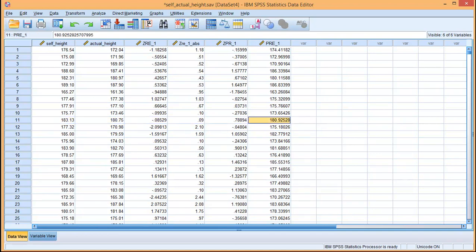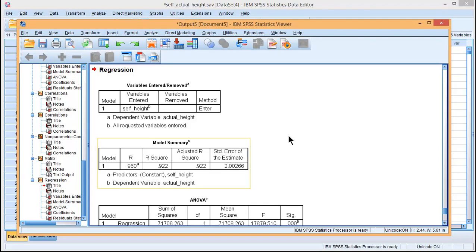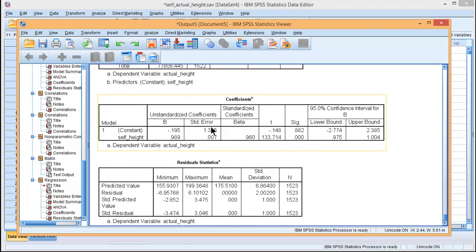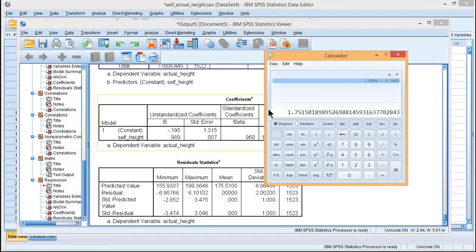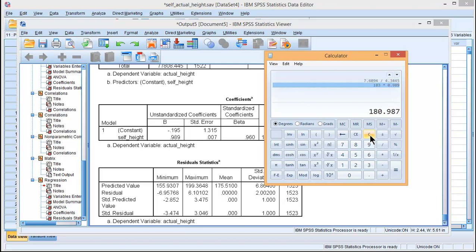And again, I could calculate that with the regression equation if I wanted. If I didn't want to use SPSS, I could calculate that with the regression equation. So it's really 183. I need to multiply the unstandardized beta weight by the x value, in this case here 183, times 0.989 equals 181.987, and then I need to add this negative value of 0.195. So plus negative 0.195, and I'm down to 181.79.